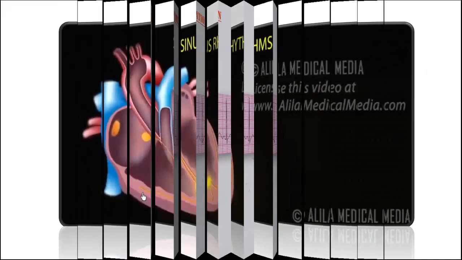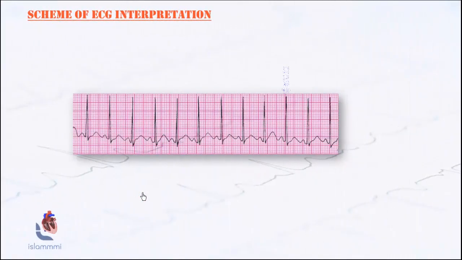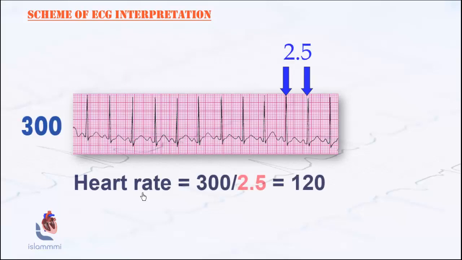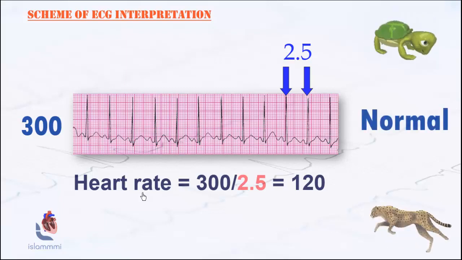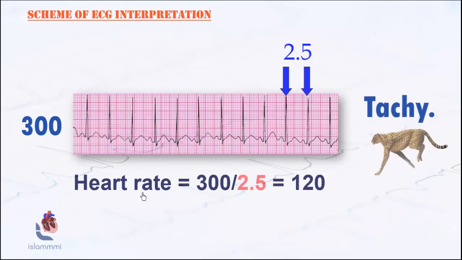So let's now take another example. For example, this R wave is located on a heavy red line, and this is the next one. How many boxes in between? Almost 2.5. So 300 divided by 2.5 is almost 120. Is it normal, brady, or tachycardia? Tachycardia, because the heart rate is above 100, so this is a cheetah. So this is a tachycardia.